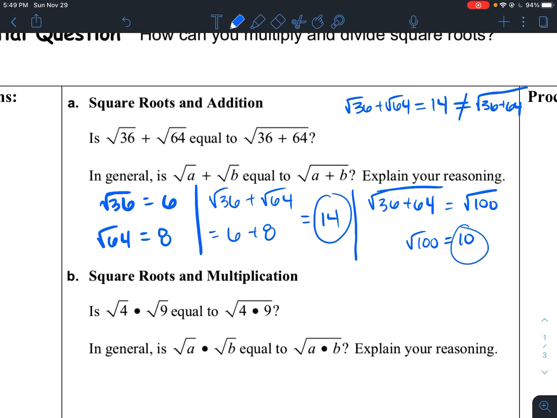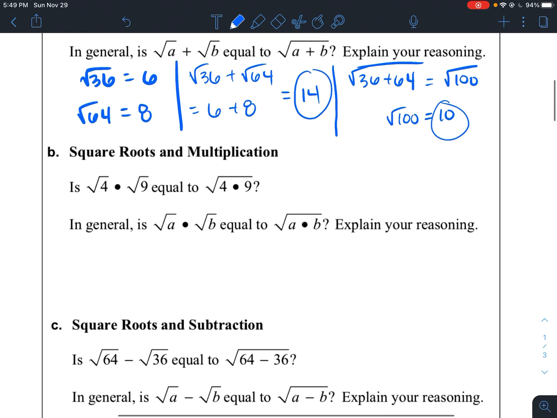So we're going to say that this generalization, if we were to take the square root of a plus the square root of b, does not equal the square root of a plus b. And we know that this is not true because we have an example right here. We just proved it wrong with an example.